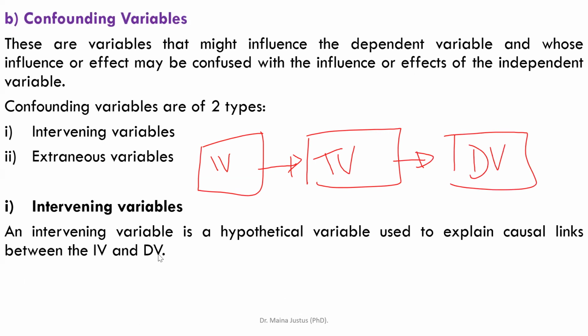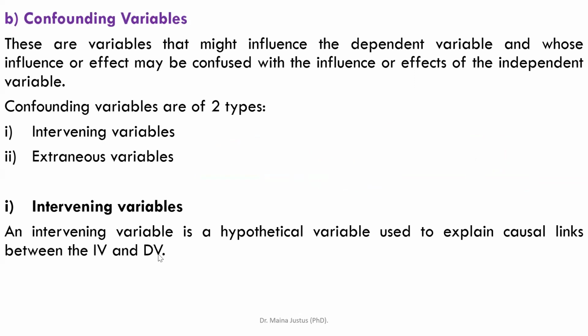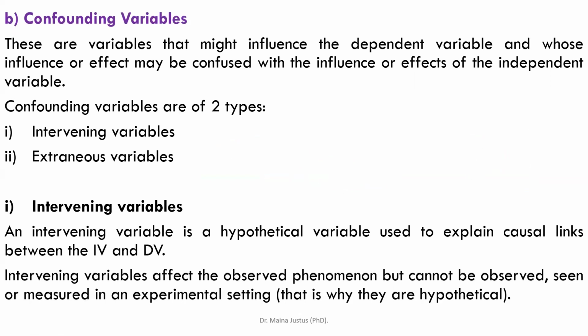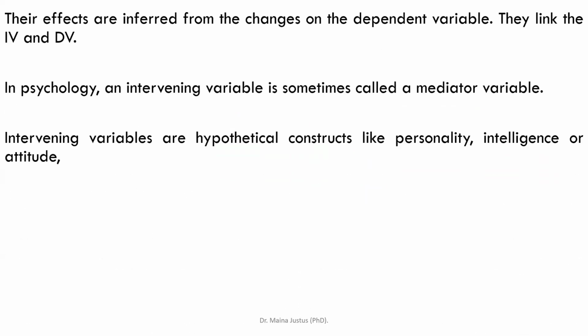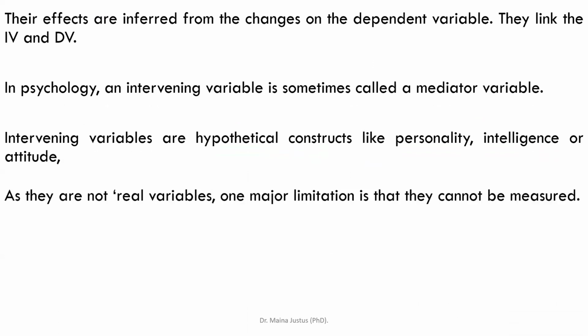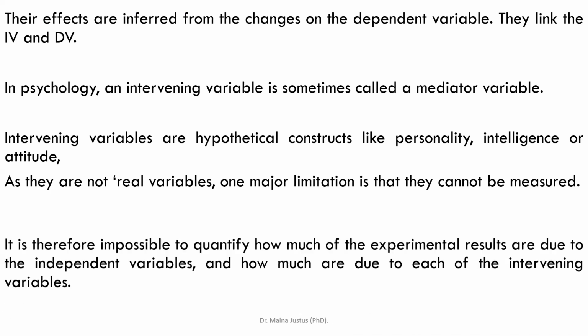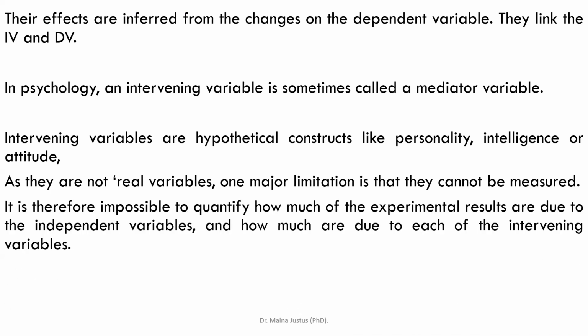So they sit in between the independent variable and the dependent variable, and they explain how or why the relationship usually occurs. Why does it occur? And mostly, they are hypothetical. You cannot directly measure them. You cannot directly measure those items. For example, if you talk about something like intelligence, attitude, personality, all these are intervening variables.